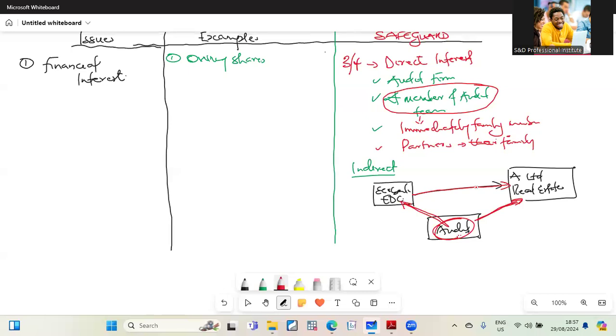Now, in dealing with this kind of issue, what you need to do is to assess the level of this person. Is it the audit firm itself as an entity that is doing the investment? Is it a member of the audit team, or a family member, or a partner? So you have to assess the issue.